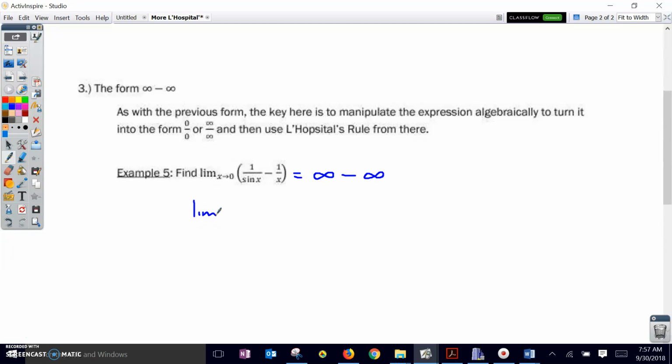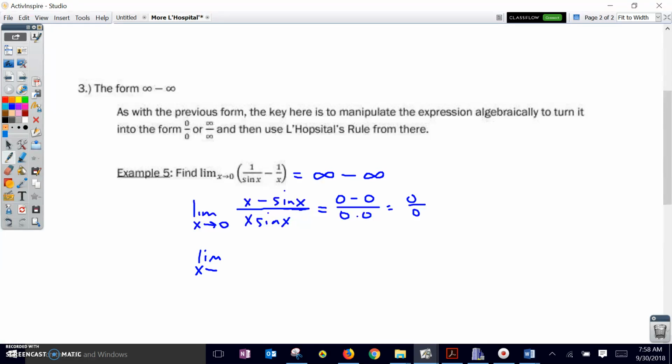In order to do that here, it's relatively simple. All I'm going to do is find a common denominator, and the common denominator is going to be x sine of x. When I do that, the new numerator becomes, let's see, I multiply the first fraction by x over x, and I multiply the second fraction by sine of x over sine of x, and so there's my new numerator. If you think about what's going on here algebraically, you've got 0 minus 0 over 0 times 0 as x approaches 0. And so we've got something of the form 0 over 0, and so it'll be appropriate for us to apply L'Hopital's rule here.